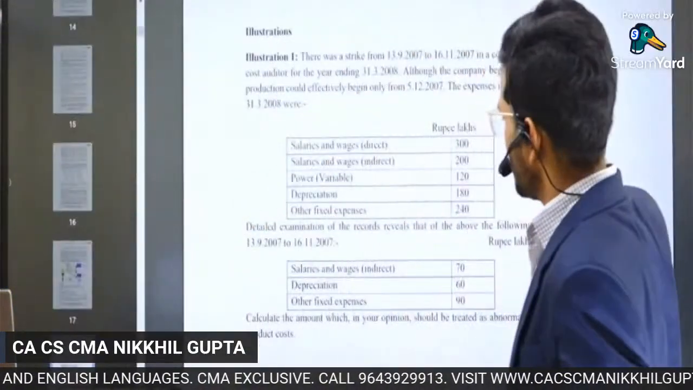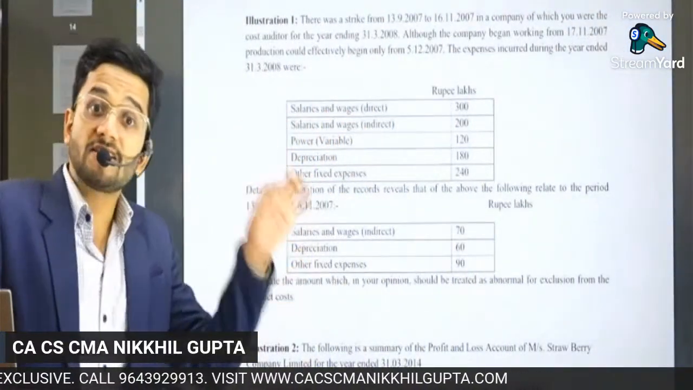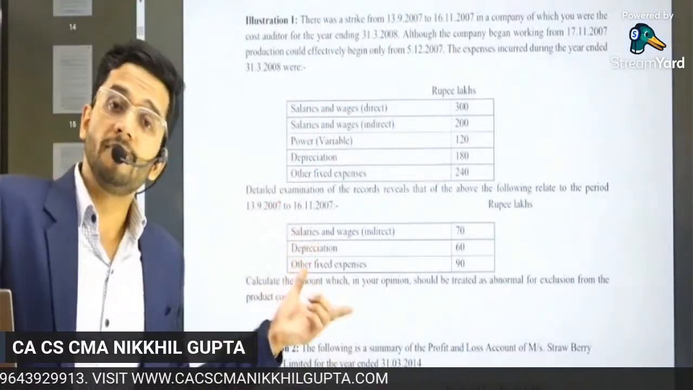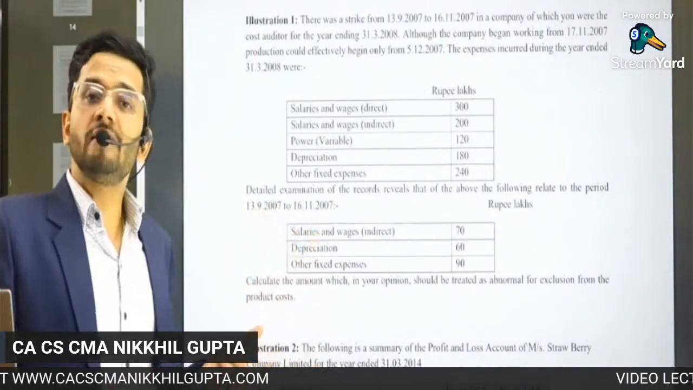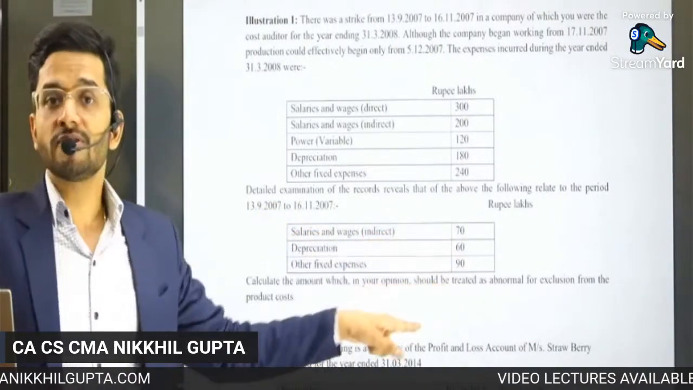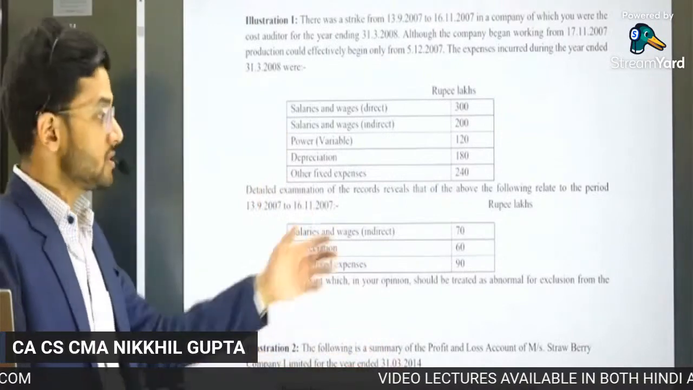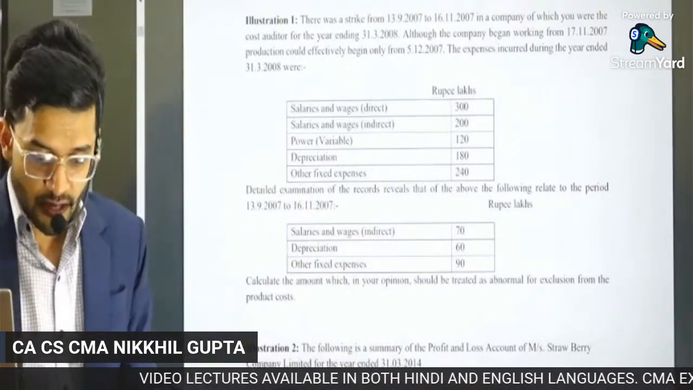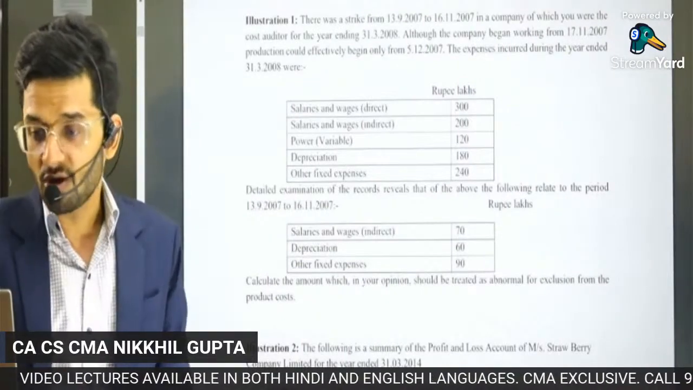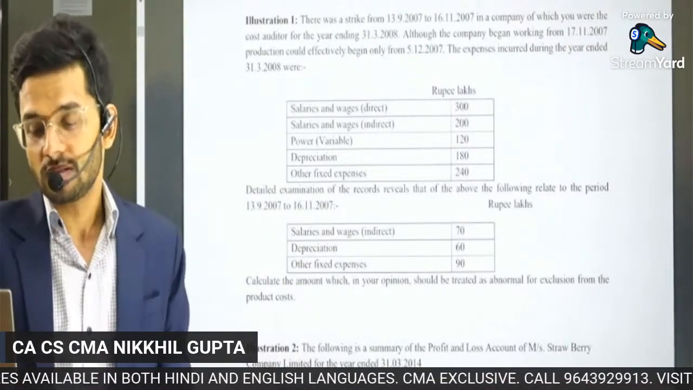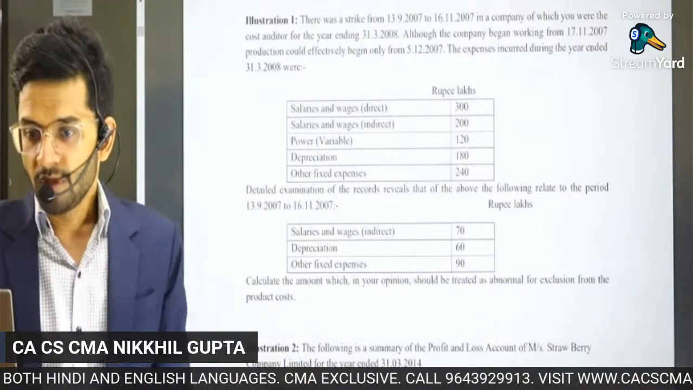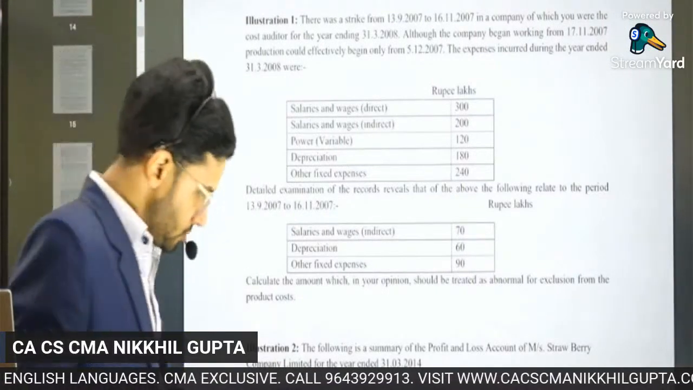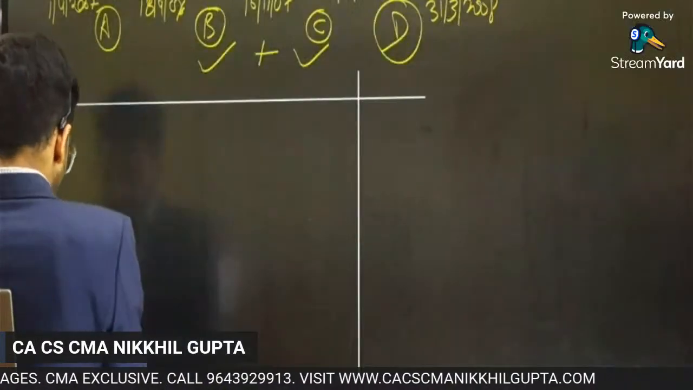Let's read the question once again. Please observe this cost. This is the cost which has been specifically incurred during the abnormal period only, which is 13 September to 16 November. So this is obviously the abnormal cost. There's no doubt about it. So we first write the total of this cost. What is the total of this cost? Total is 220.